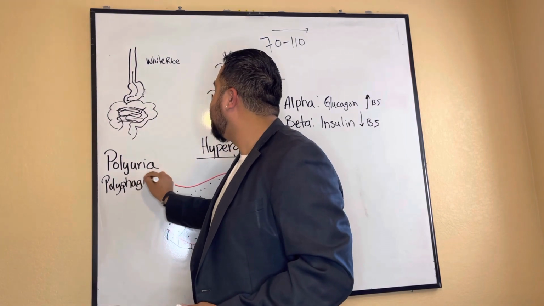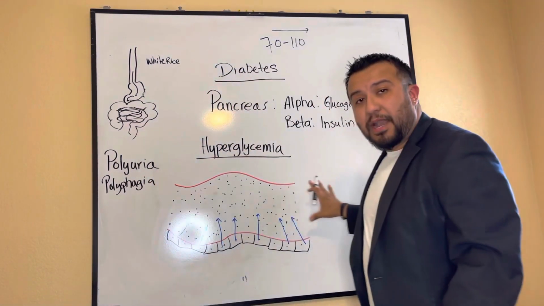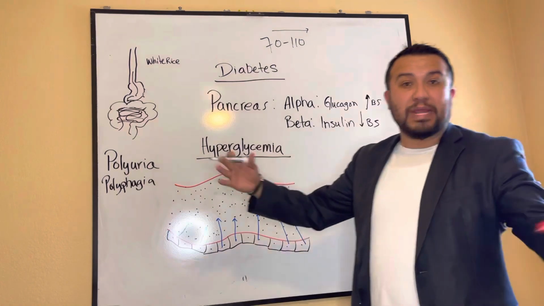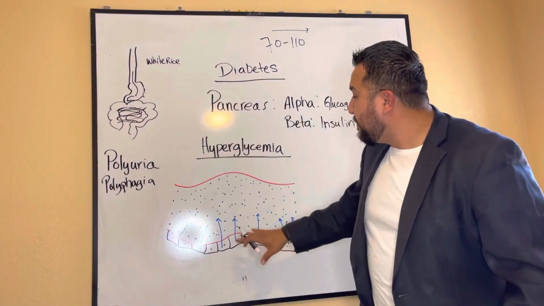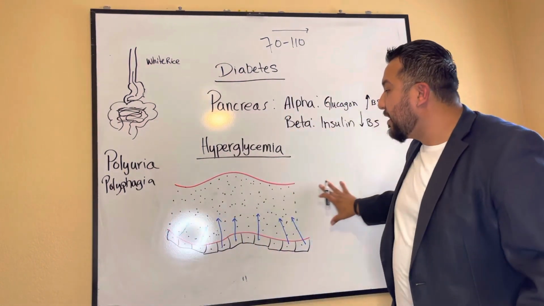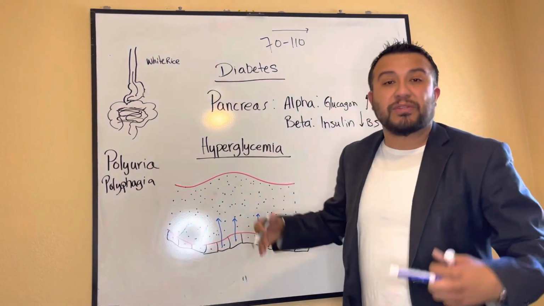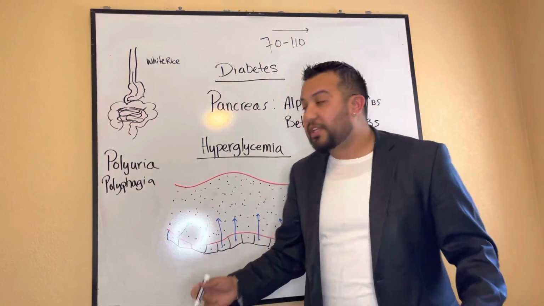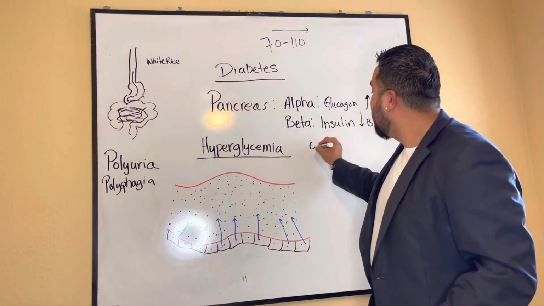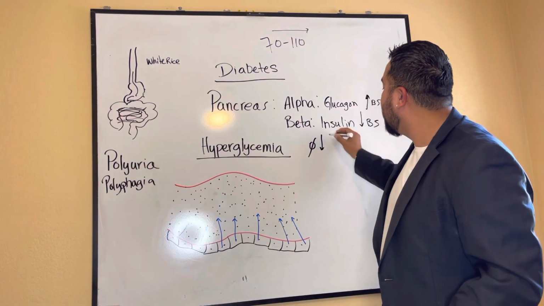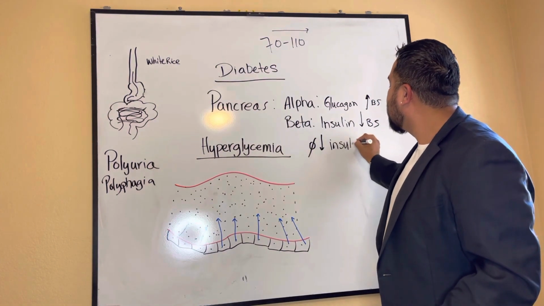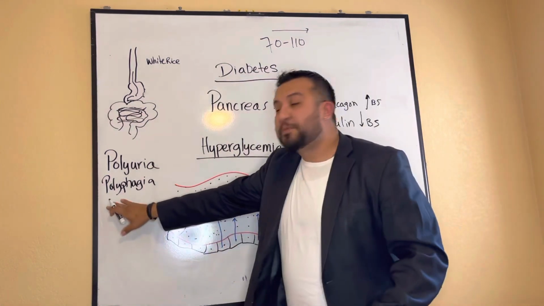polyphagia. Well, right now in this scenario, we have hyperglycemia. We have no insulin around, right? And the patient has a lot of fluid inside the blood vessels. But the cells are still starving. They have no glucose in there, because what are we missing? We have a lack of or a decrease of insulin, and that's why the cells are starving. So that's polyphagia.